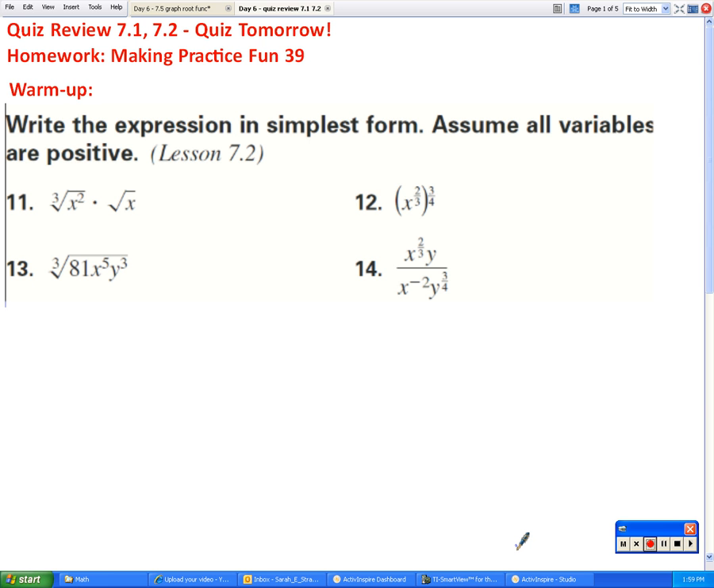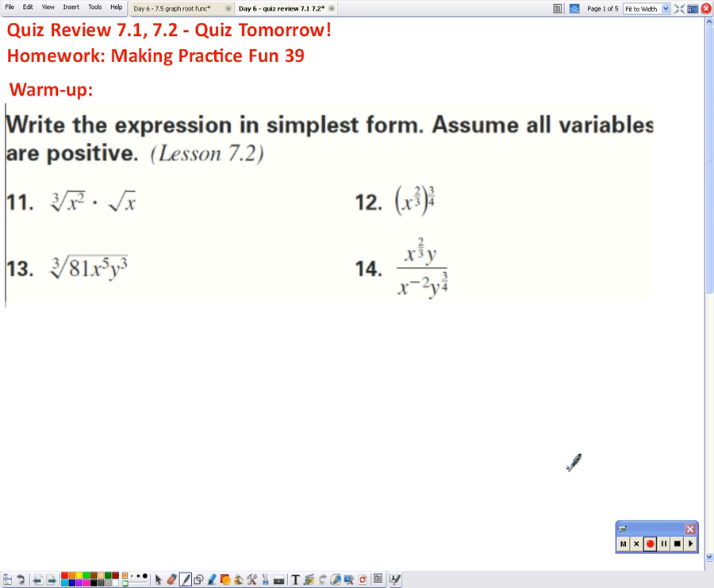Okay, today we're going to review rational exponents to get ready for our quiz on rational exponents and higher order radicals. So pause the video and try the warm-up.